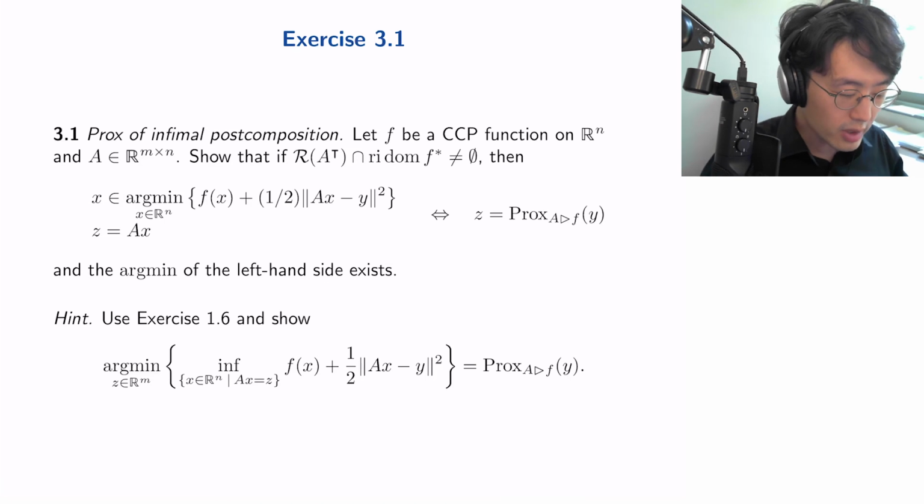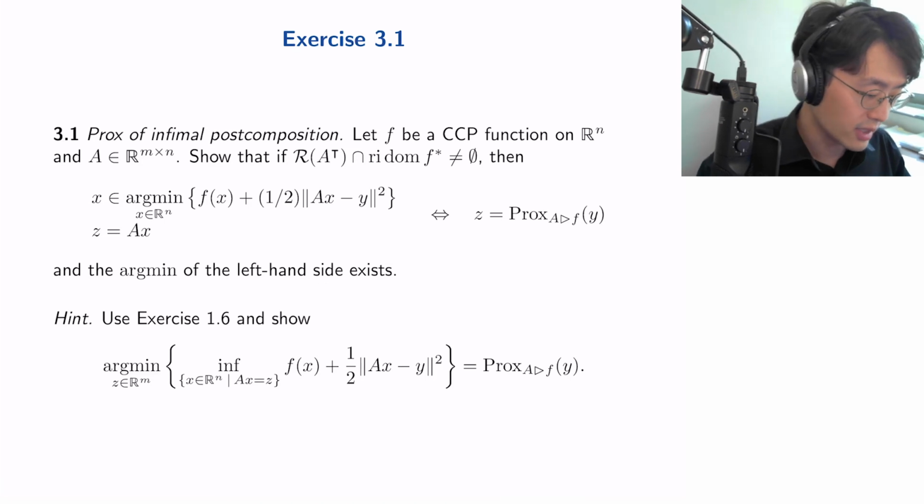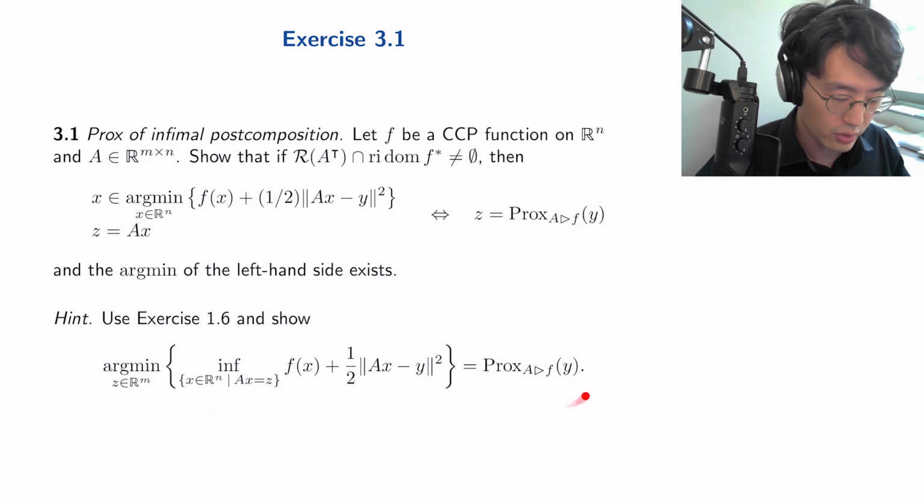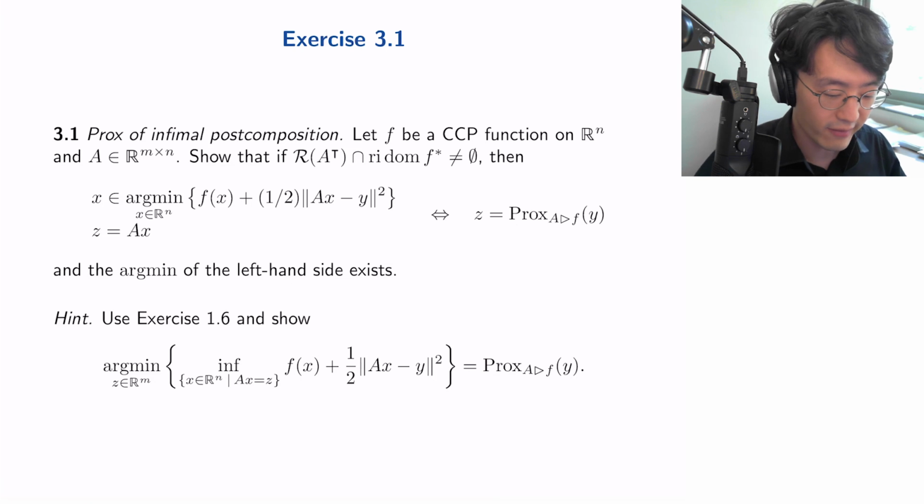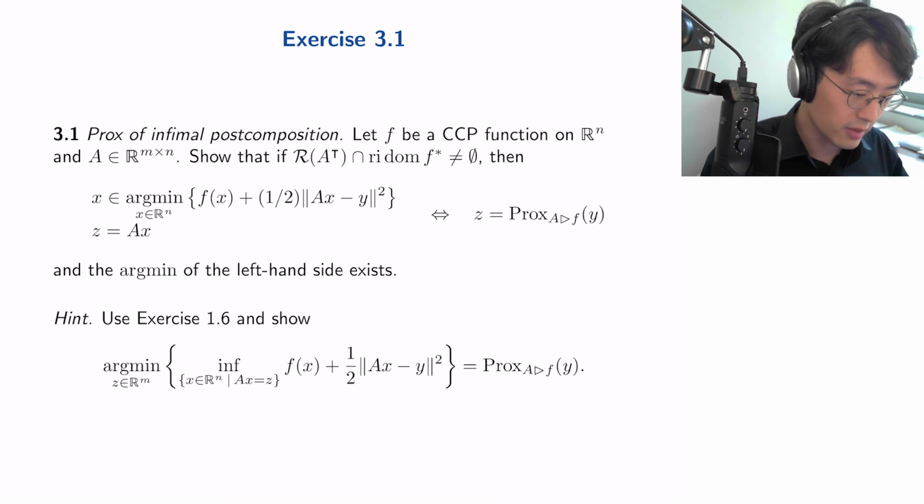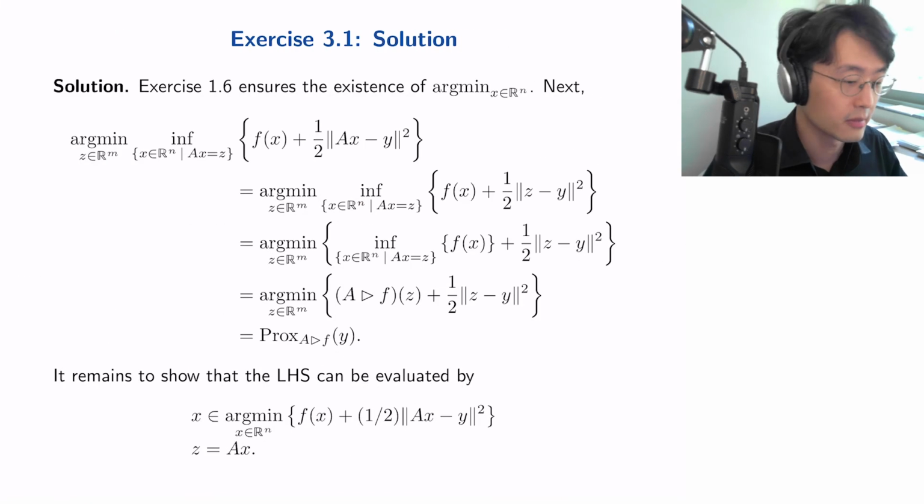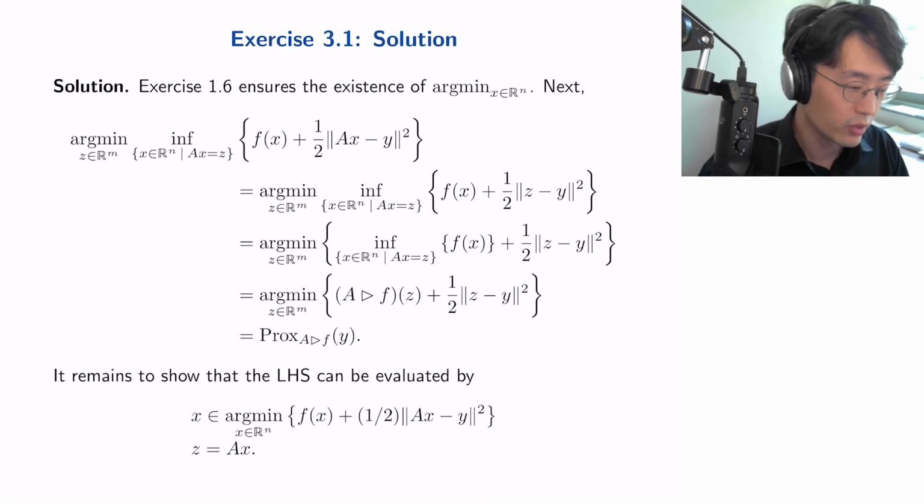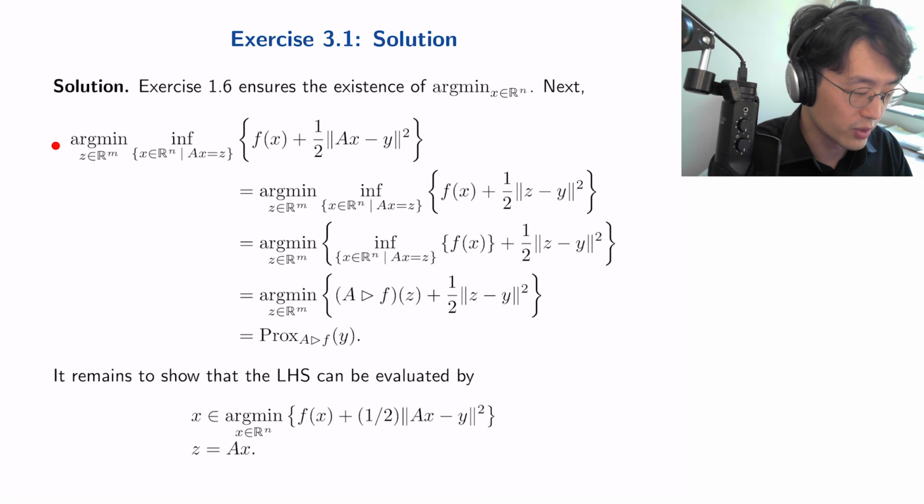Now, this problem comes with a hint, and the hint states to use exercise 1.6, as we just did, and furthermore to show that this minimization is equal to the proximal operator with respect to the IPC of f by A. Let's solve this problem together. So again, exercise 1.6 ensures the existence of the argmin. In the next step, we start with this, which was given in the hint.